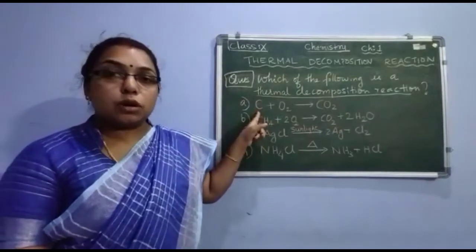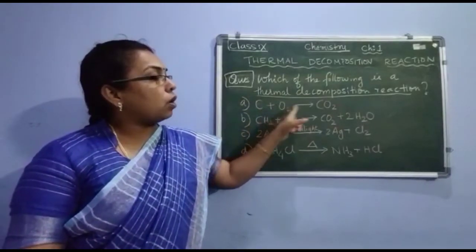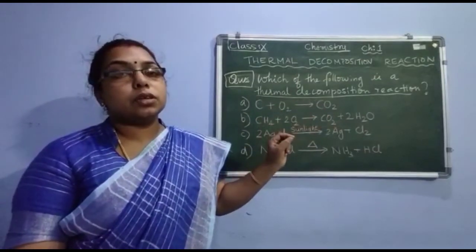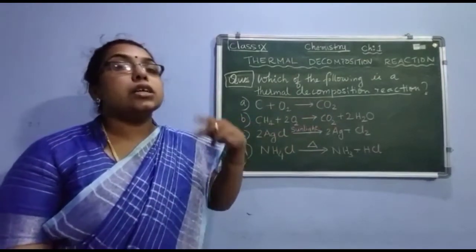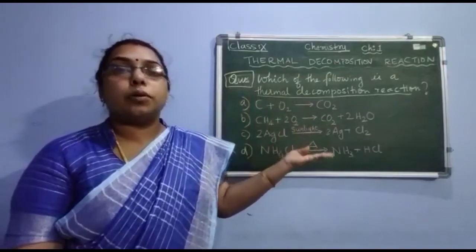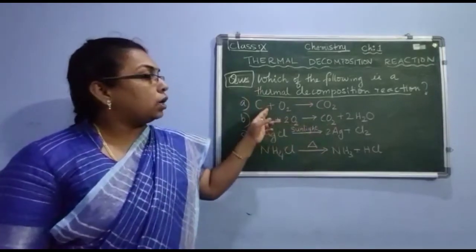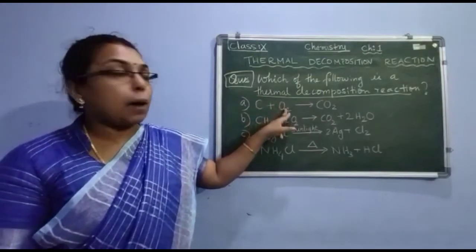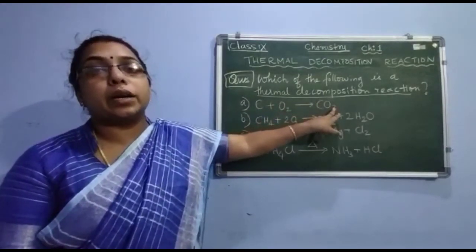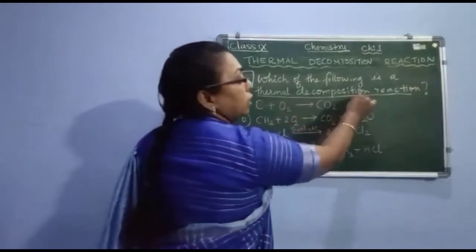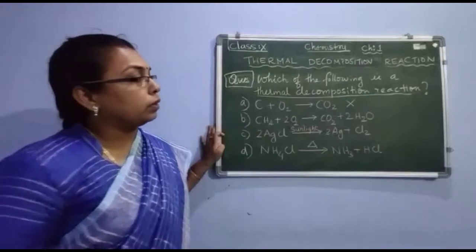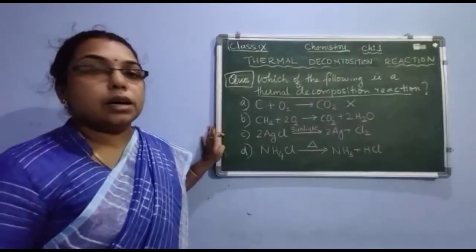Let us see the first option. Carbon plus oxygen gives carbon dioxide. So what is the decomposition reaction? A single reactant breaks down to 2 or many products. Here, is there any single reactant? No. Here there are 2 reactants combined to form a single product. So this is not a decomposition reaction. Wrong.